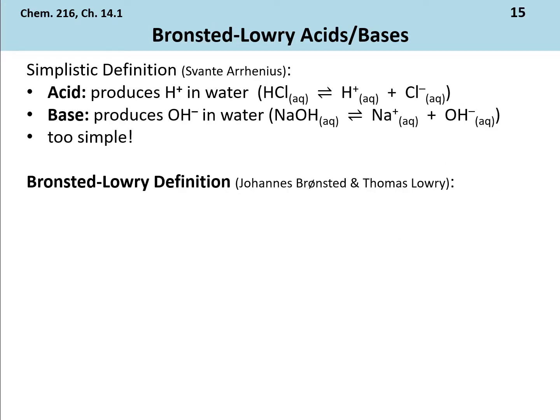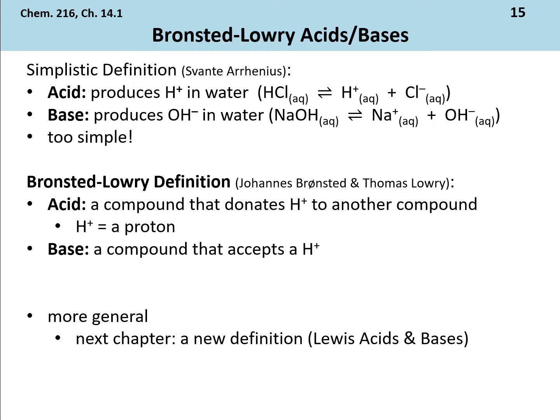That was the simple definition, by Svante Arrhenius: acids produce H+, bases produce OH-. It's too simple. We're going to make it more complicated, and we're going to talk about something called the Bronsted-Lowry definition. Bronsted-Lowry is a definition of acids and bases by two scientists, Johannes Bronsted and Thomas Lowry. It's a better definition, but we should remember these ones here, because we should know acids H+, bases OH-. So what is the Bronsted-Lowry definition of acids and bases?